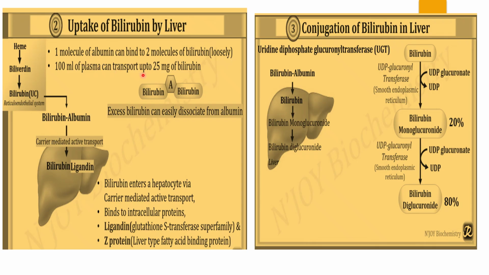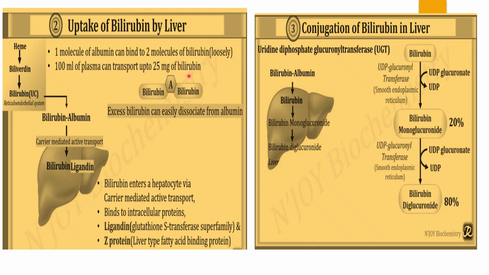Albumin actually has two binding sites, a high affinity site and a lower affinity site. Via the lower affinity site, it can easily release the bilirubin, whereas at the high affinity site there is strong binding of bilirubin to albumin. 100 ml of plasma can transport up to 25 milligrams of bilirubin. These figures should be remembered. 100 ml of plasma can transport up to 25 milligrams of bilirubin.